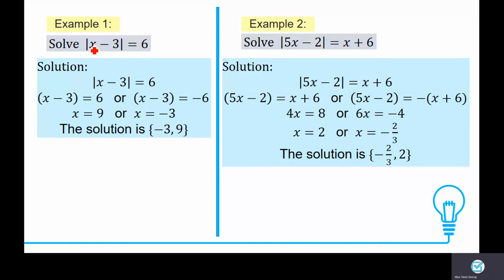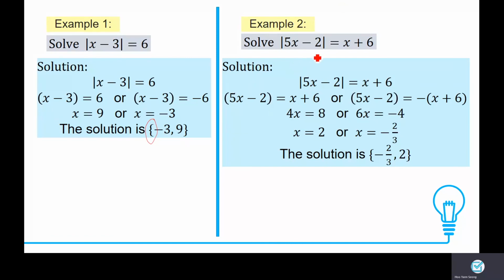When you are asked to solve the absolute value of x minus 3 equals 6, we just follow the expression. Either x minus 3 equals 6, or x minus 3 equals -6. Shifting to the right-hand side, we get 9, and we also get -3. So our solution is in a set. The curly bracket indicates a set, so we get -3 and 9.